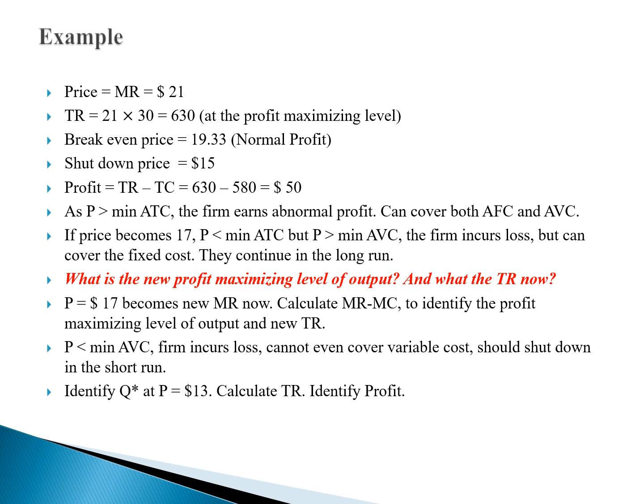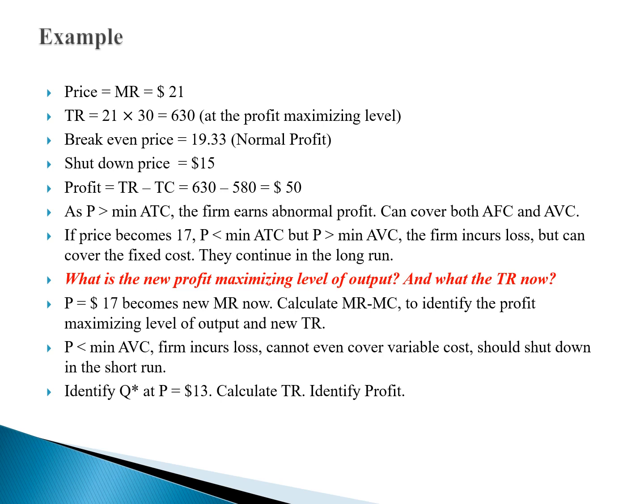Now, as price is greater than minimum ATC, that means when price is equal to 21, price is greater than minimum ATC. That means the firm earns abnormal profit because it is covering all of its average total cost and also getting a revenue more than that. So that is an absolute profit for that firm, and it can cover both the costs.